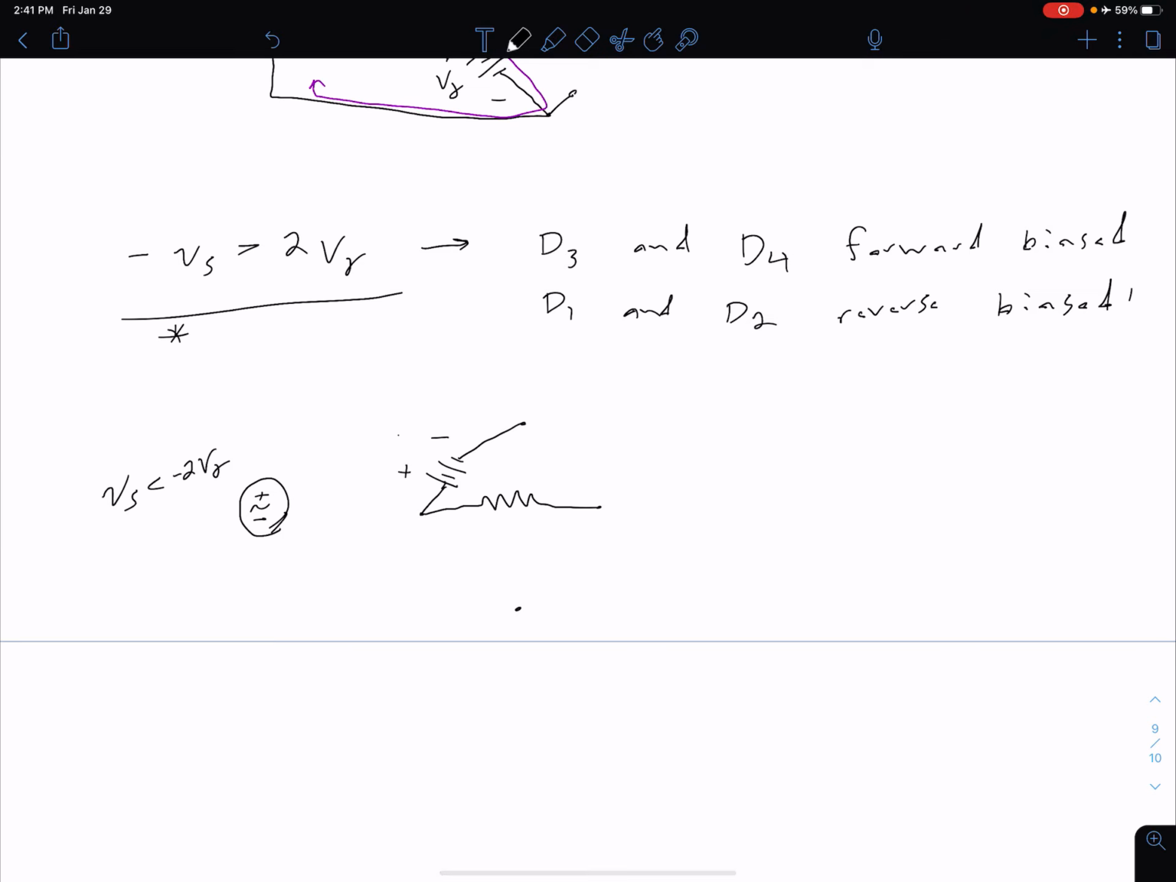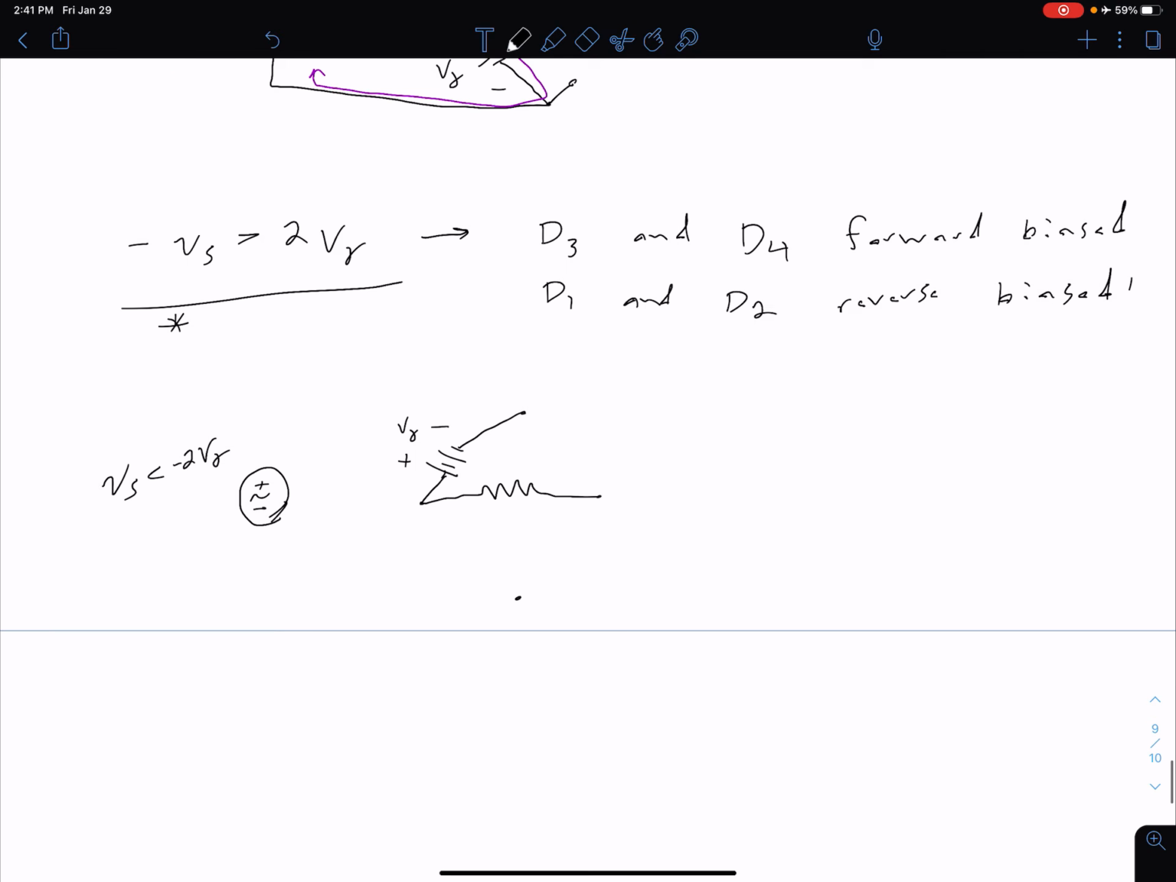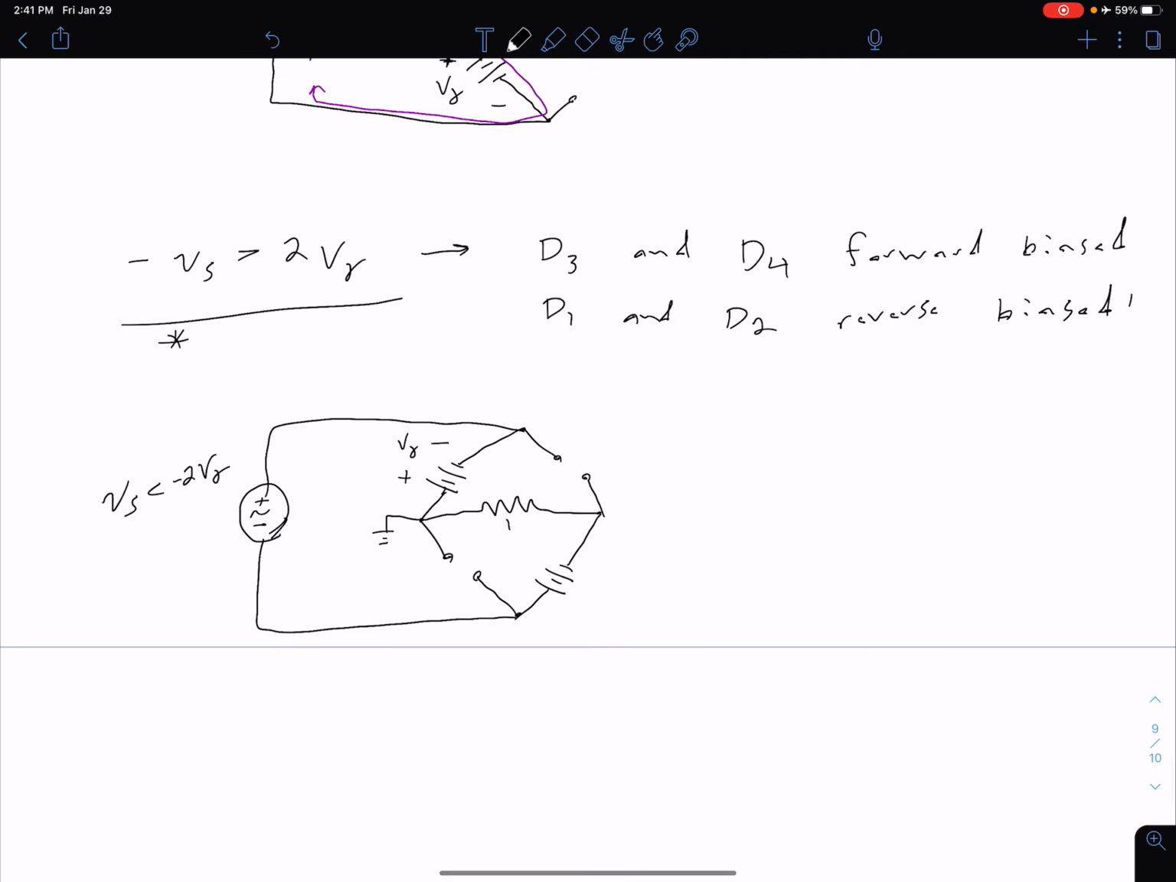And again, we're assuming they all have the same cut-in voltage of V gamma. And D4, positive on this side, so we get something that looks like this. And we have this grounded, and our other two diodes, D1 and D2, are behaving like open circuits because they are reverse biased. So let's connect that to our source. I know that drawing is a little bit rough, but hopefully you can see what's going on there.